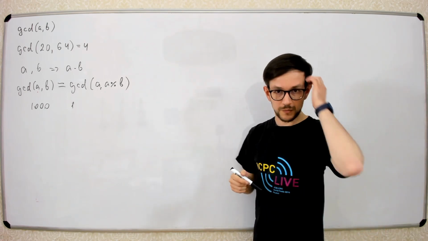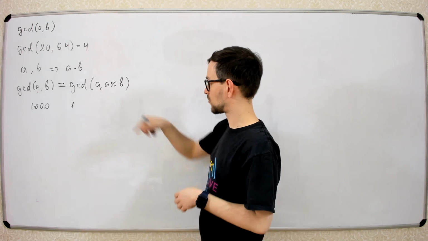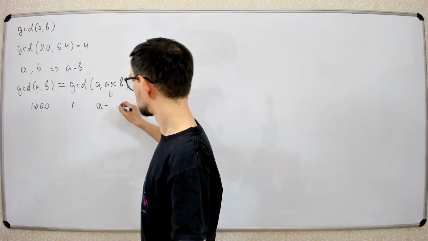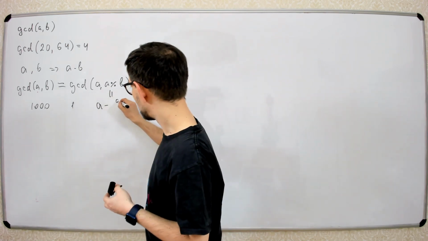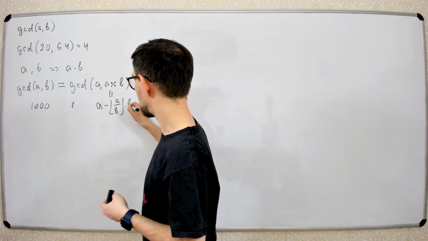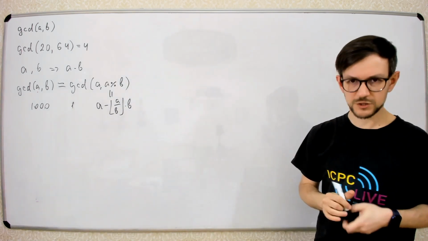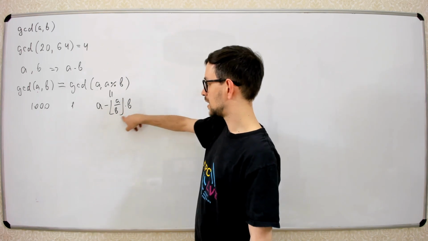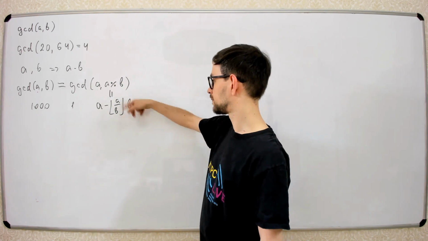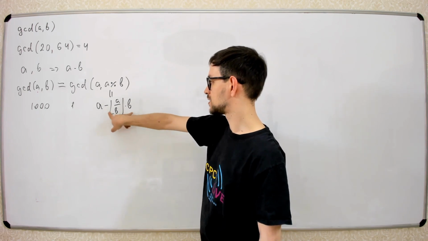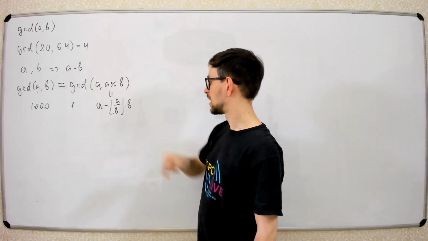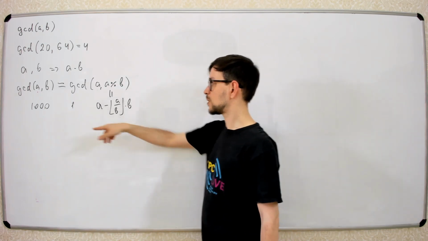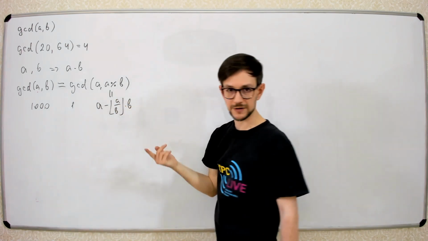Why is it true? Again, because what is the remainder of a divided by b? The remainder of a divided by b is just a minus a divided by b rounded down, multiplied by b. That's just the definition of the remainder. We divide a by b, get the integer part of this fraction, multiply by b, and then subtract this many copies of b. And by the same reasoning, if we have a common divisor here, we have the same common divisor here.